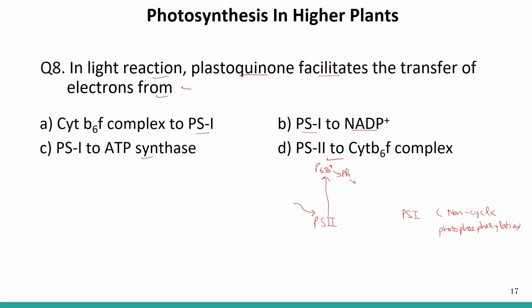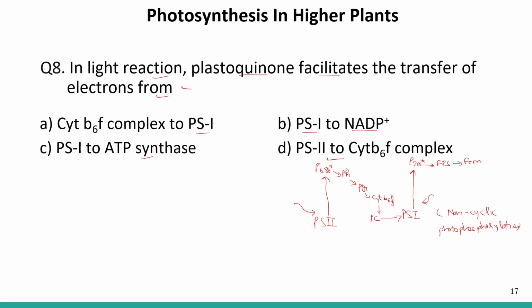Okay, pheophytin transfers electron to plastoquinone. Plastoquinone transfers electron to cytochrome B6F. Okay, and then we have the plastocyanin here. Plastocyanin finally transfers electrons to photosystem 1. Okay, and photosystem 1 also gets excited. Okay, here we have P700 in excited form. Here we have ferredoxin reducing substance as the primary acceptor.